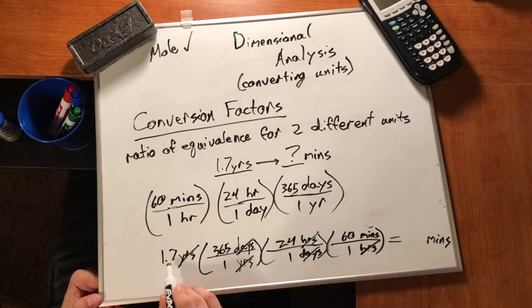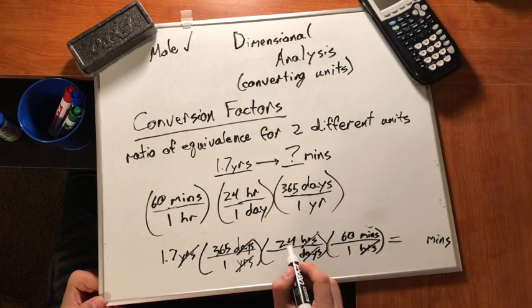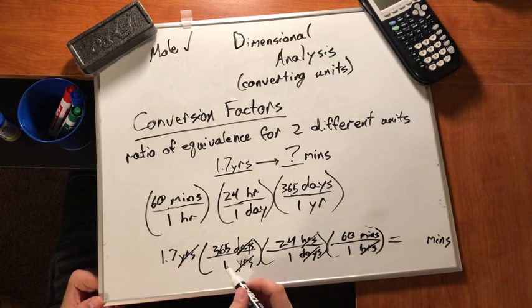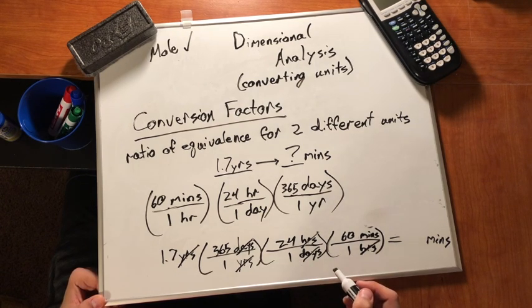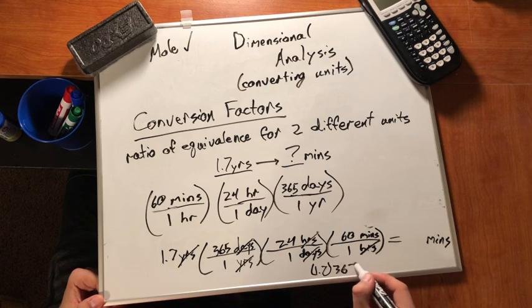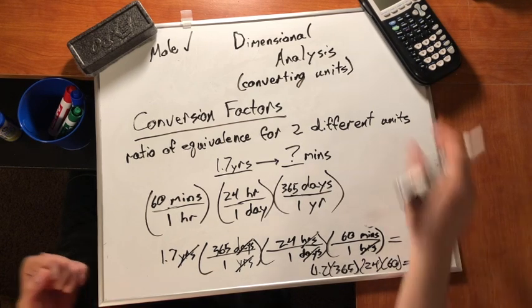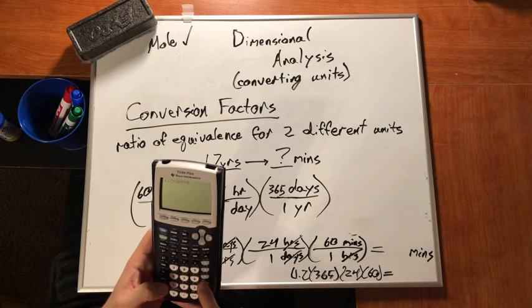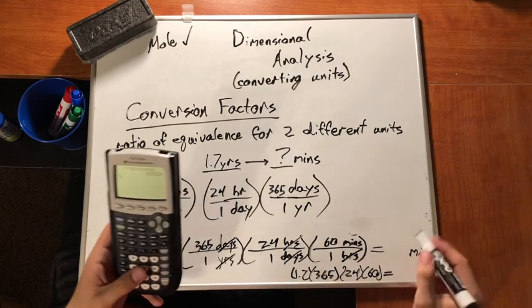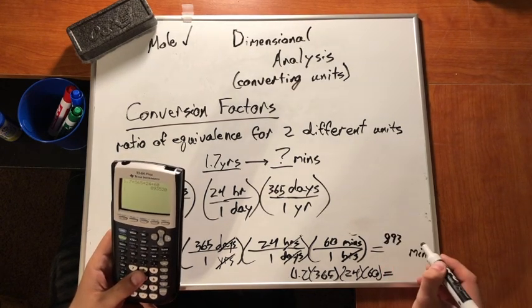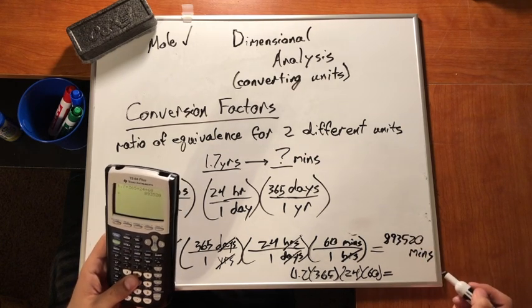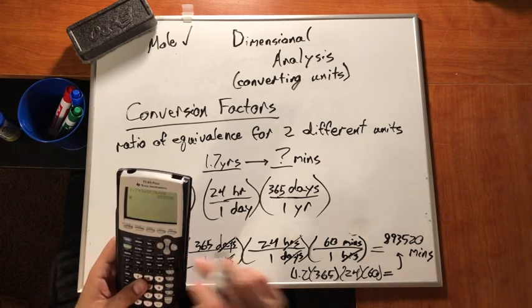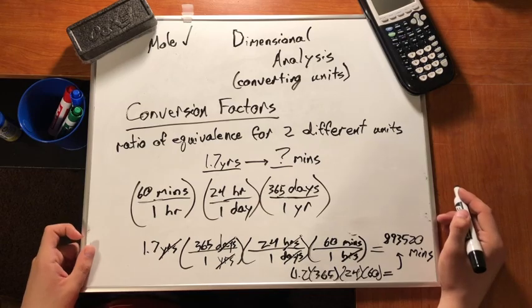So now I just need to multiply everything. I'm going to take 1.7 times 365 times 24 times 60, and then technically it's divided by 1, divided by 1, divided by 1, but we know that dividing by 1 won't change the answer. So what I just need to do is multiply all of these numbers together. I'm going to write it out just so you can see what I'm doing. Let me grab my calculator. 1.7 times 365 times 24 times 60 is going to give me 893,520 minutes. And so this is our technique of converting different units.